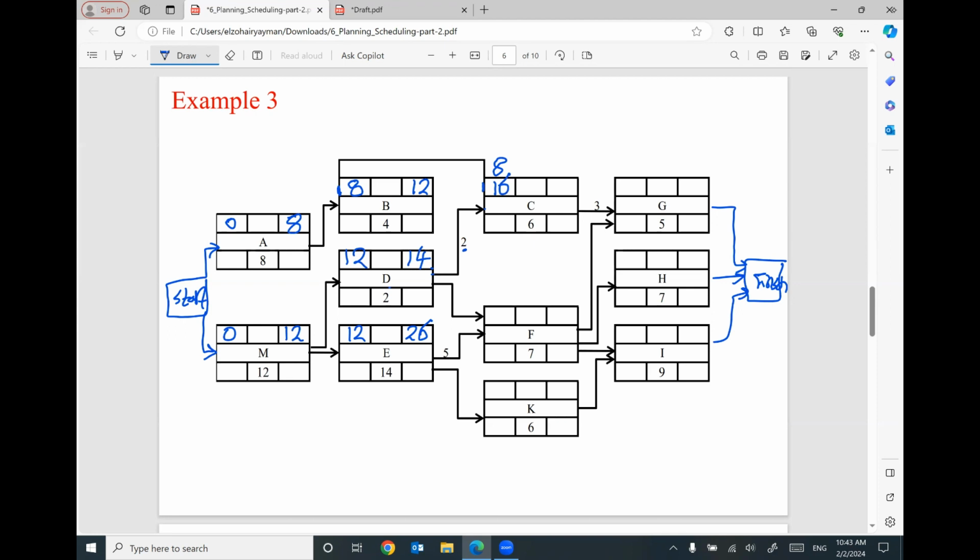Which one am I gonna respect? With B or with D, I'm gonna respect the biggest number, which is 16. 16 plus 6 will be 24. I'm sorry, 22.